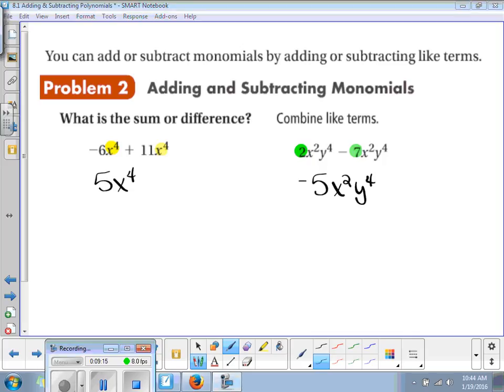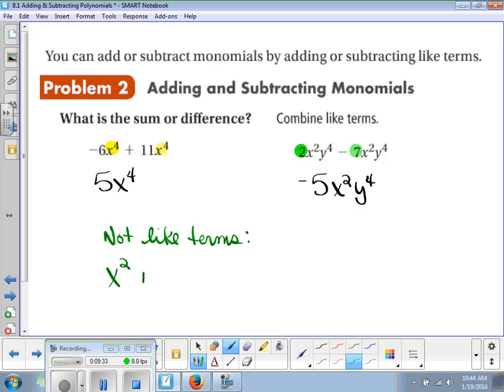A couple of examples that are not like terms. So if I had x squared plus x cubed, okay? These are not like terms because they do not have the same exponent, okay? Those are not like terms.